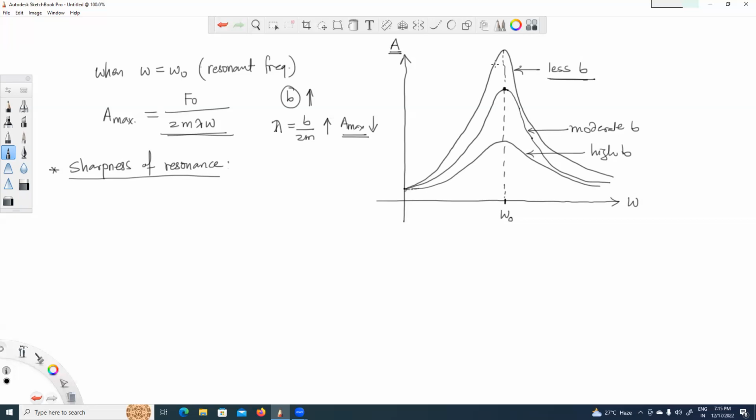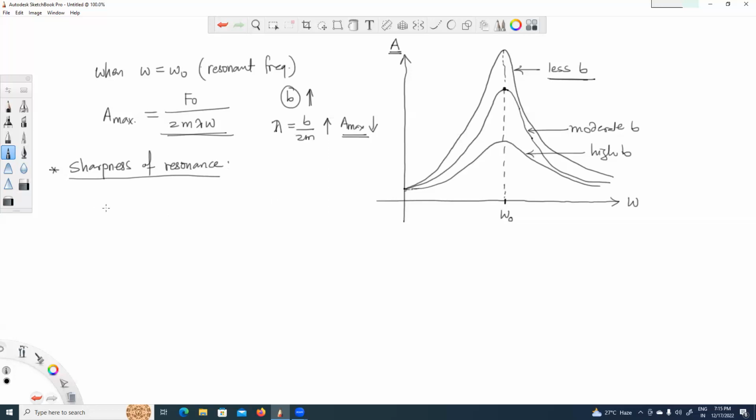So this is what happens here. Damping provides a resistive force, so your system is going to keep dissipating energy, and finally it will dissipate the entire energy and come back to the stable position, what we call the equilibrium position, right? All right. So what is meant by sharpness of the resonance?